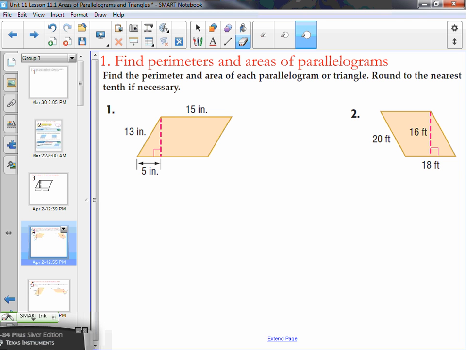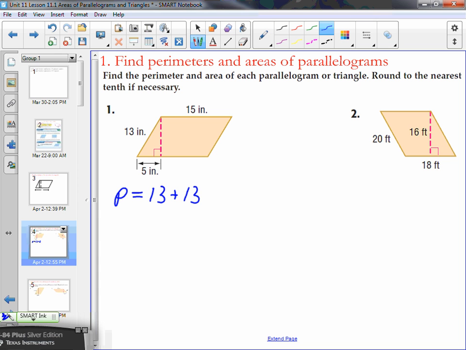All right, for number 1, getting the perimeter is pretty straightforward on this one. Okay, it's a parallelogram, so if that left side is 13 inches, so is the right side. And if the top is 15 inches, so is the bottom. So if we add 13, 13, 15, and 15, what do we get? So the perimeter is 56 inches.